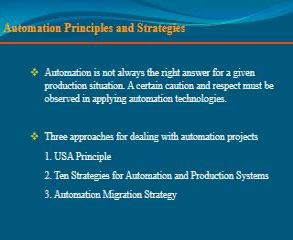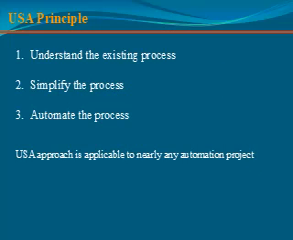So, automation principles and strategy. Automation is not always the right answer for a given production situation. Yes, certain cautions and respect must be observed in applying automation technologies. There are three approaches for dealing with an automation project. Here are the principles, strategies for automation and production systems, and automation migration strategies. The principle: when we are going to manufacture the components, first understand the existing process, then simplify the process, then introduce automation into this process. This is the principle.